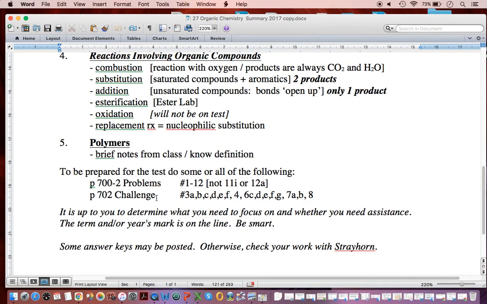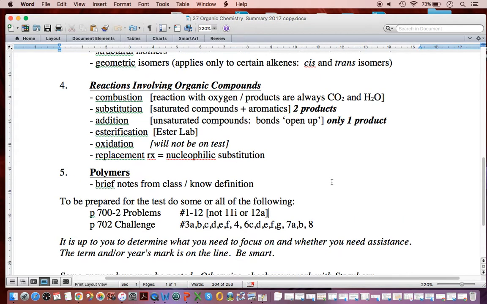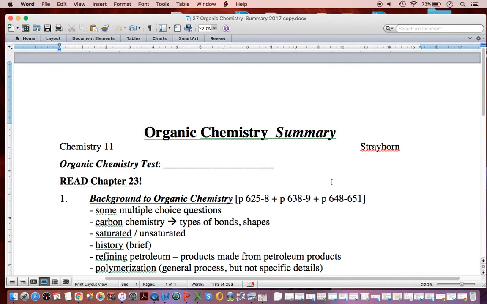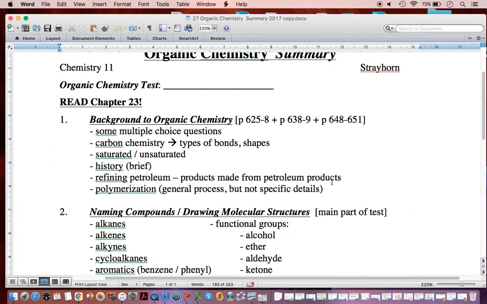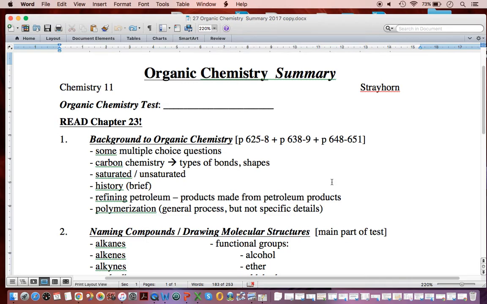These things are not formally assigned, but they certainly are good practice if you're trying to get thoroughly prepared for the test. And of course, there'll be a lot of organic on the final exam. So if you've put it together for organic, the payoff is you'll be ready for it when we do get to the final. Now, remember, the summary is more like a table of contents.